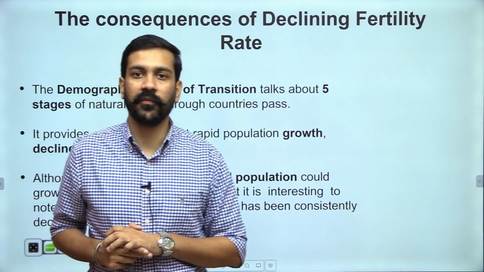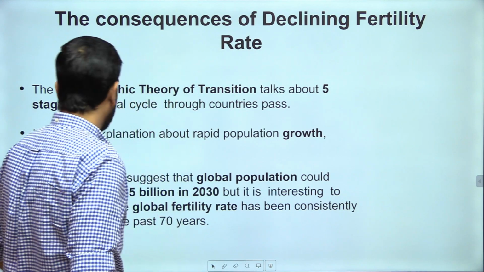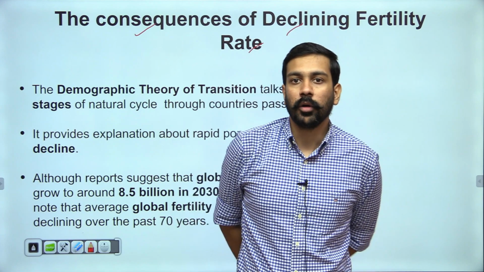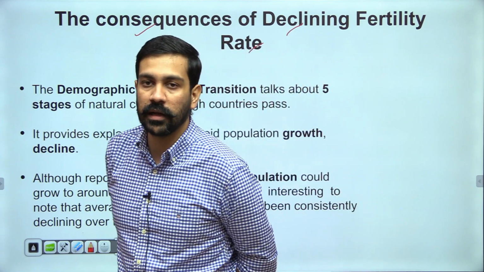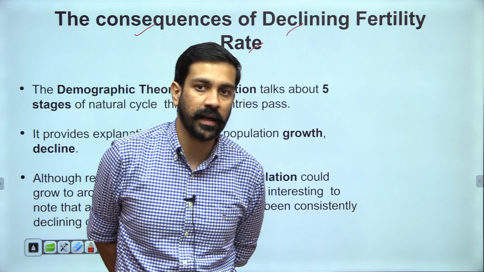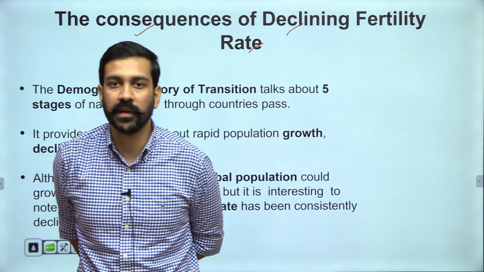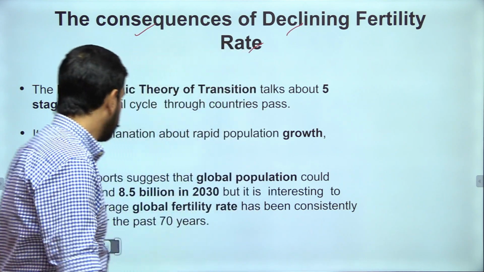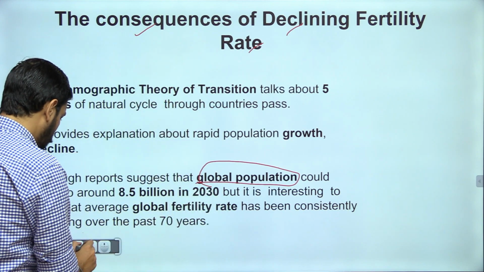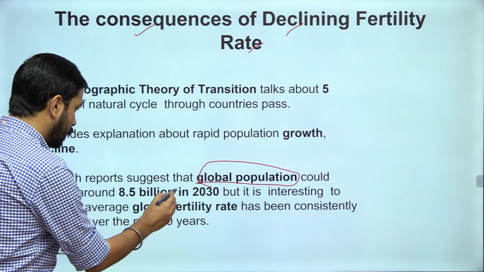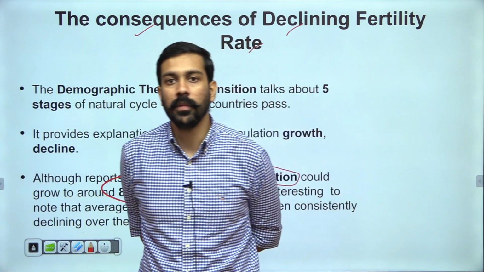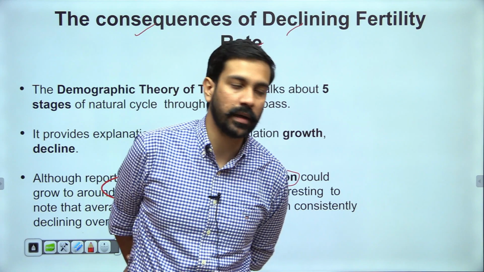So, starting with our first news, that is the consequences of declining fertility rate. To understand this, first the article mentions the demographic theory of transition. We need to understand what an interesting observation the article makes: no doubt the global population has been rising, and it will touch 8.5 billion in 2030.